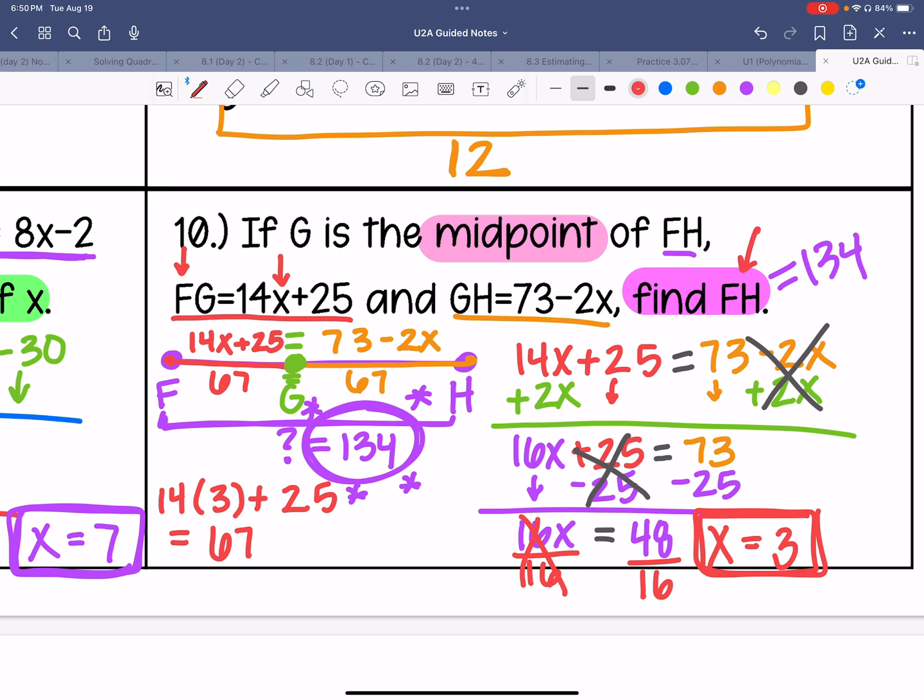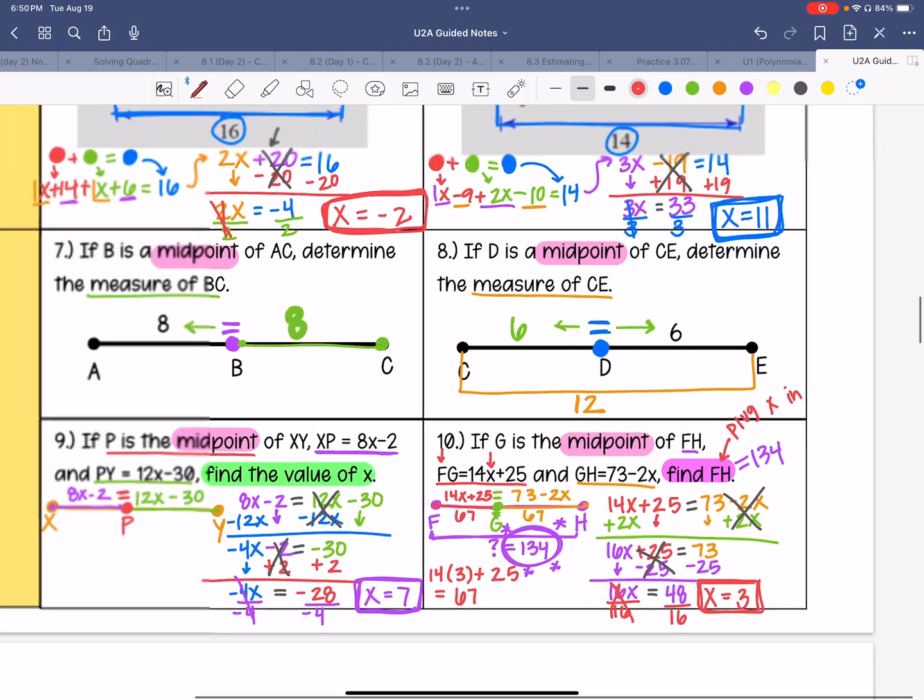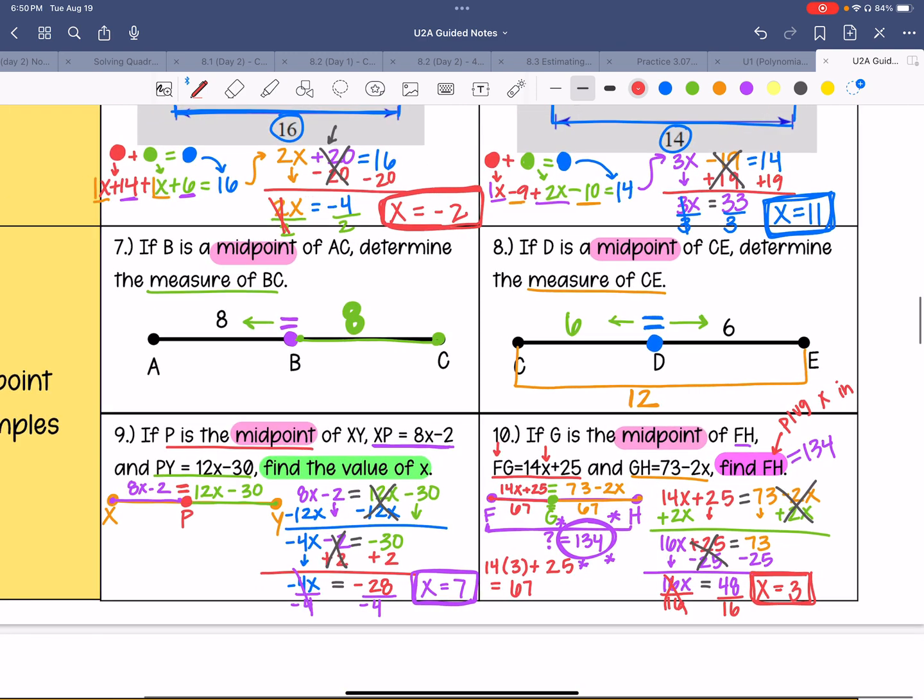Anytime you see something other than solve for x, this is indicating that you're going to have to plug x back in. Okie doke, that was our midpoints and our segment addition.